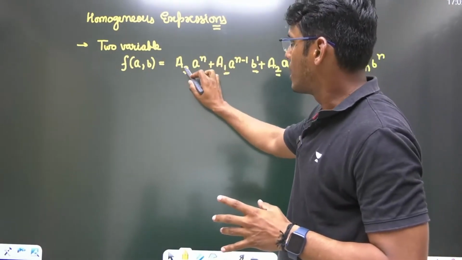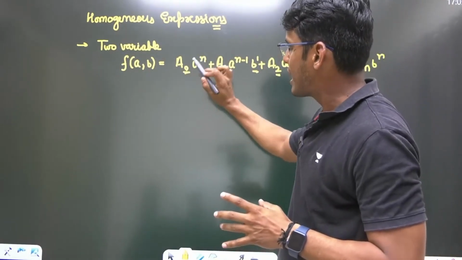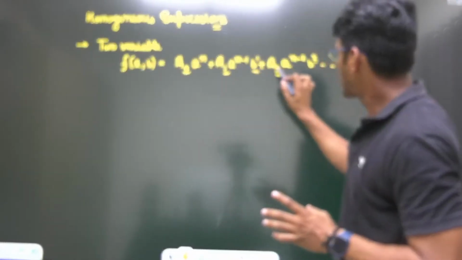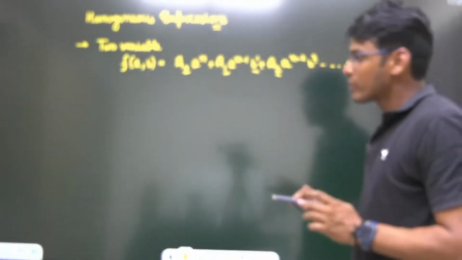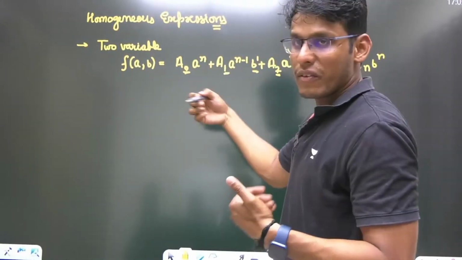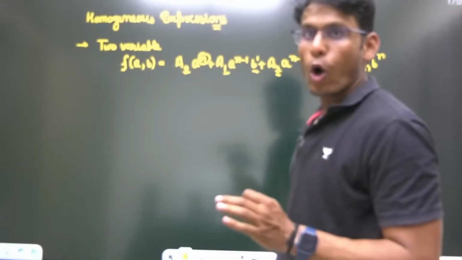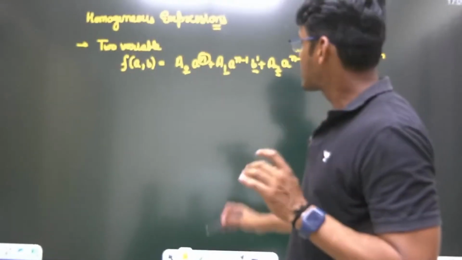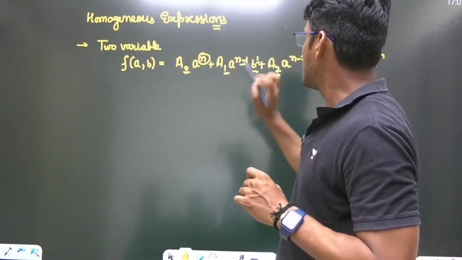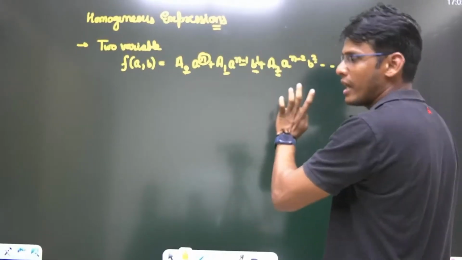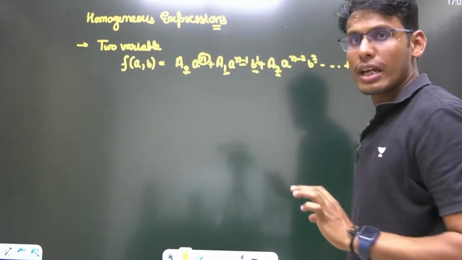0, and if you add these things, 0 plus n is n, 1 plus n minus 1 is n, 2 plus n minus 2 is n. Similarly, this is the defining feature. The sum of degree of each variable, sum of exponent of each variable is n. N minus 1 plus 1 is n, n minus 2 plus 2 is n, and this is n, right?